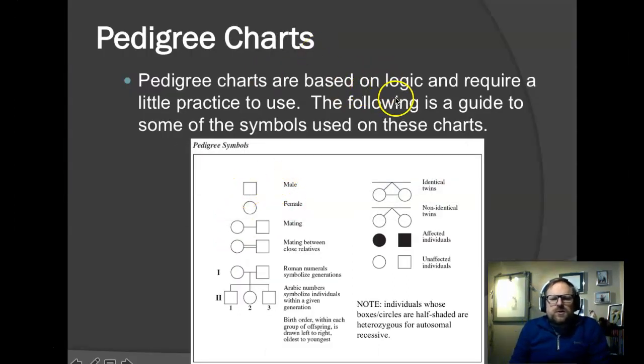So pedigree charts are based on logic and require a little practice to use. Sometimes this gives people a little bit of trouble because you have to employ a little bit of logic to understand what's going on, and you have to have a decent understanding of how simple monohybrid crosses work.